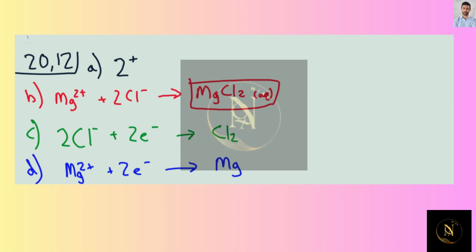And for part C, we are doing oxidation, so the electrons should actually occur on the right side. This is correctly written. So we have 2 chloride ions producing chlorine gas and 2 electrons. So that's the correct form.